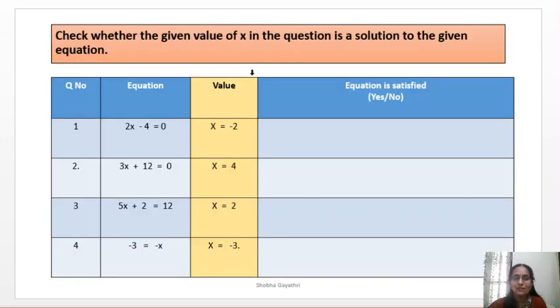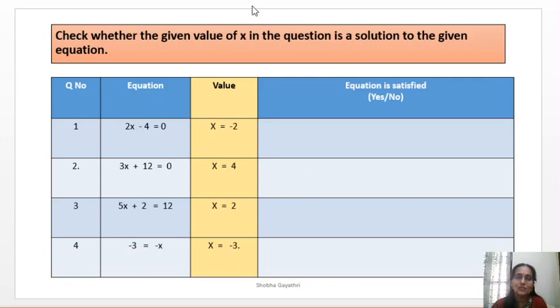So we will check now, when the values are given, how can we check whether the values are solutions of the equations or not? What do you mean by solution? For example, when x is equal to minus 2 becomes a solution of the equation, that means it satisfies the equation: when we substitute the value of x as minus 2, the statement should become true. Statement becomes true means what? To become true, what is the condition? When the value is substituted, LHS should be equal to RHS.